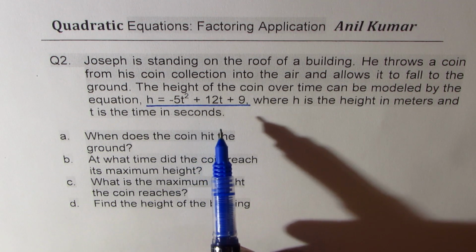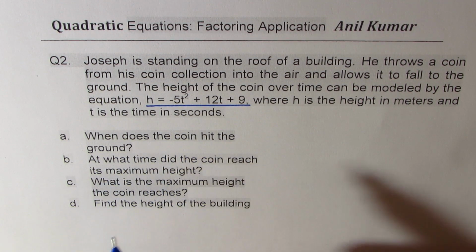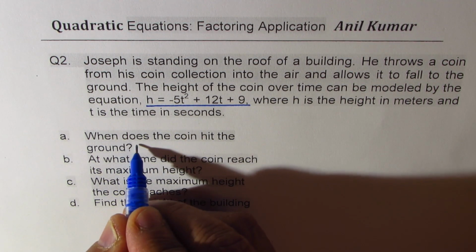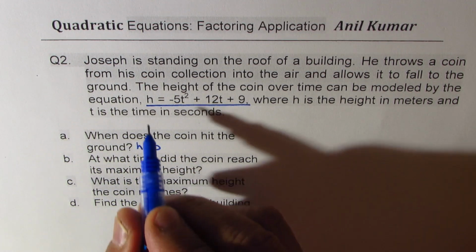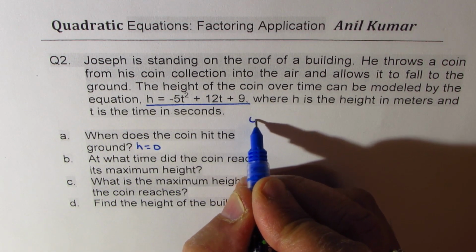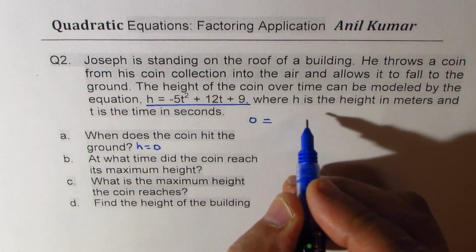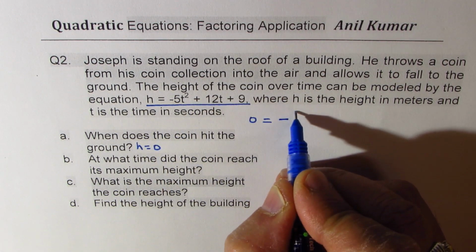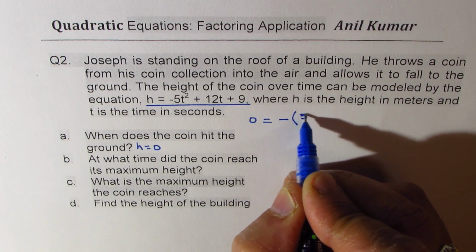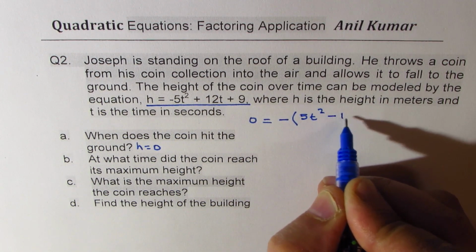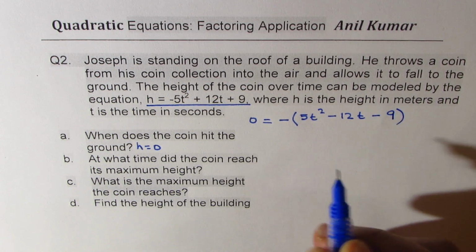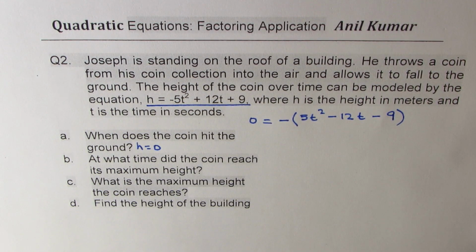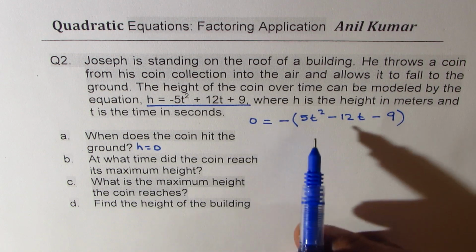Now, let's begin with finding when it hits the ground. When it hits the ground, the height is 0, right? So let's substitute 0 for h, and we could rewrite this equation with the negative outside and factor the rest. So we have 5t square minus 12t minus 9. It's good practice to factor out the negative and then do the rest.